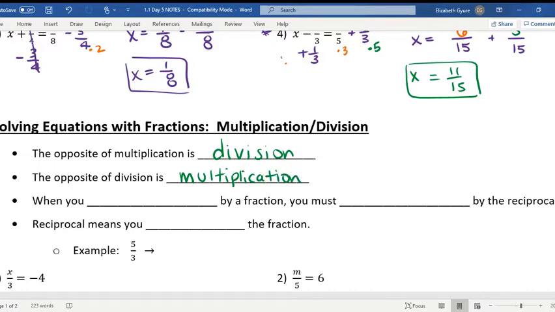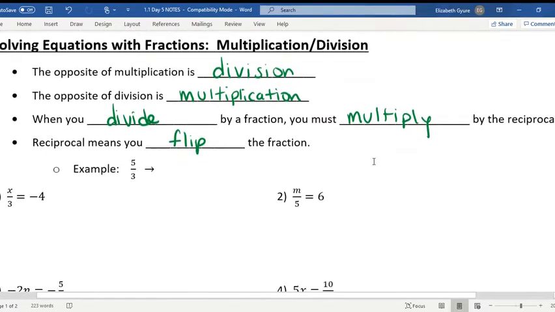Good. So remember, this is our multiplying and dividing by fraction rules. So when you divide by a fraction, you must actually multiply by the reciprocal. Remember when we did our keep, change, flip yesterday? Keep the first, change the division to multiplication, flip the second fraction. That's technically called multiplying by the reciprocal. Okay. Reciprocal means you flip the fraction.